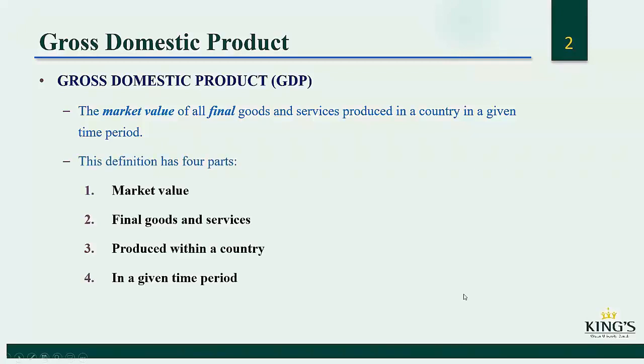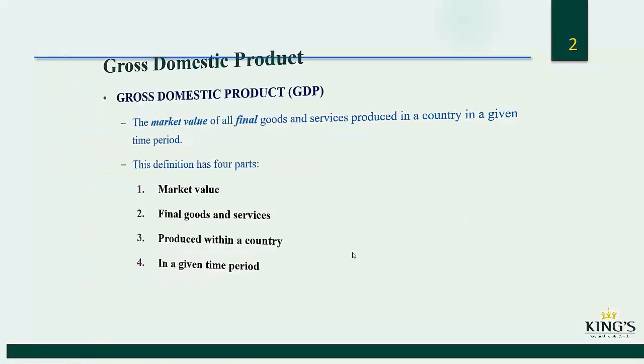And so we're going to talk about four different aspects of this definition: what we mean by market value, exactly what I mean by final goods and services, and what we mean by produced within a country and in a given period. So again, the definition is the market value of all final goods and services produced in a country in a given time period. So I'm just going to go into more detail now on the aspects of this definition.